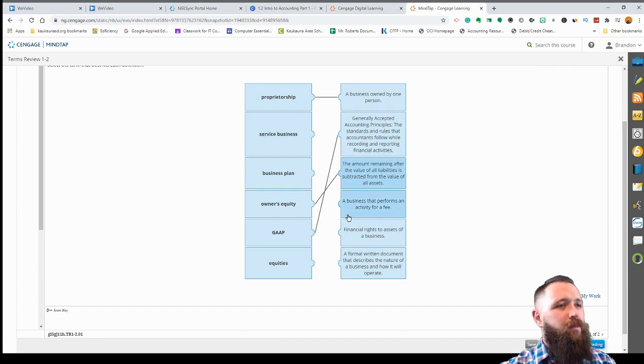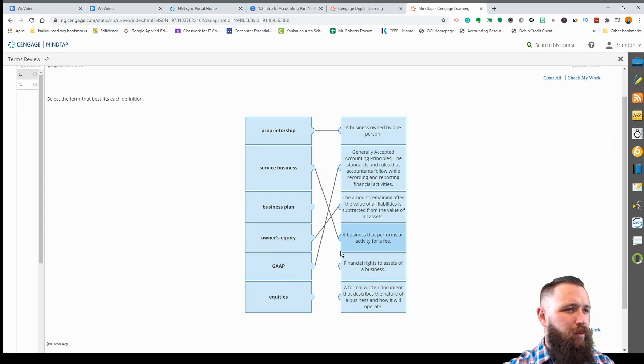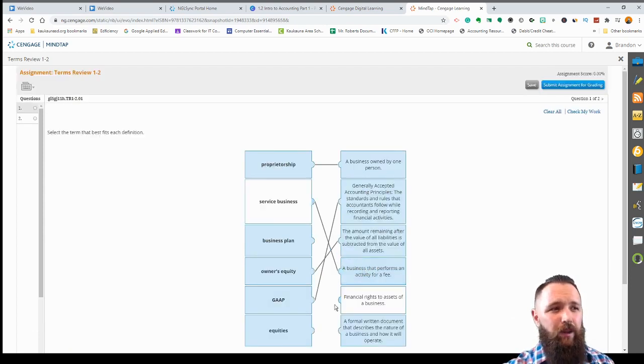A business that performs an activity for a fee, well, that's an activity, so that's probably a service business. Financial rights to assets of a business, that's going to be equities. Because if we remember that little lecture that we had, there's two different types of equities. So here, your liabilities and owner's equity will both be equities. And then here, a formal written document that describes the nature of a business and how it will operate. That's going to be a business plan.